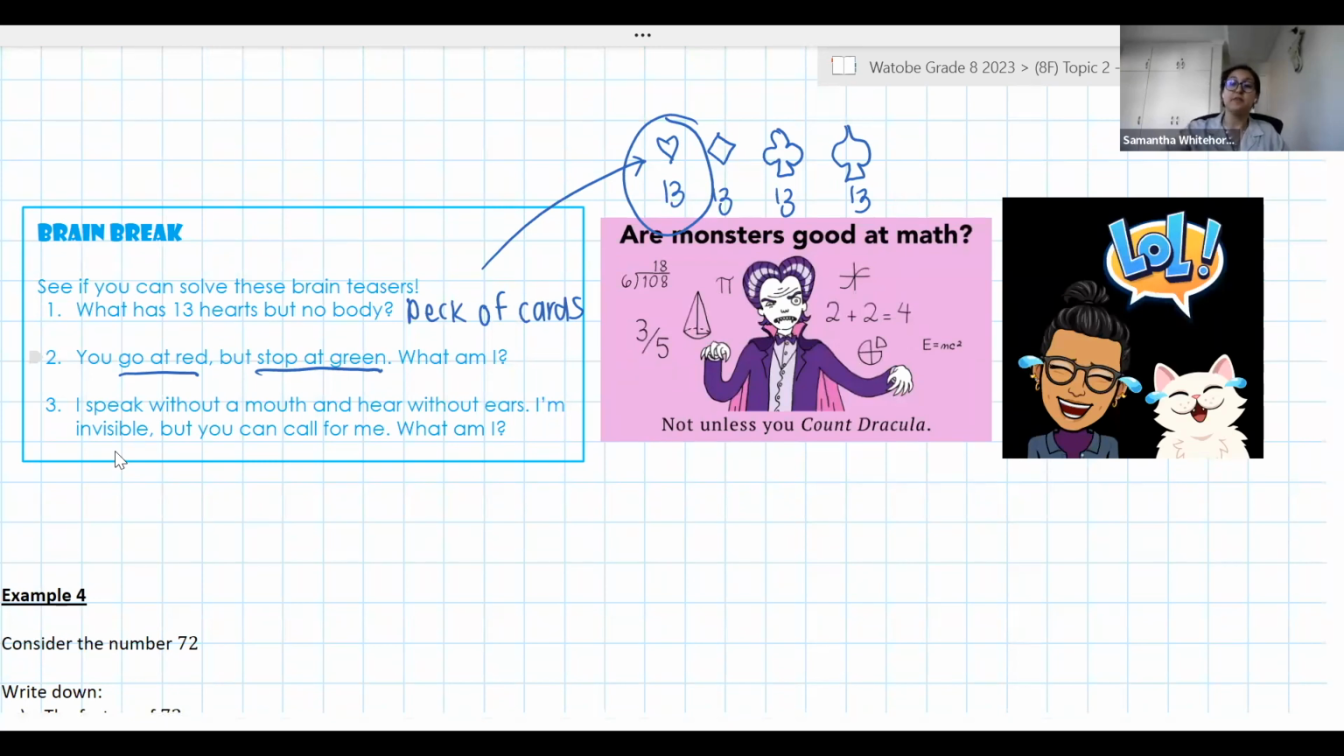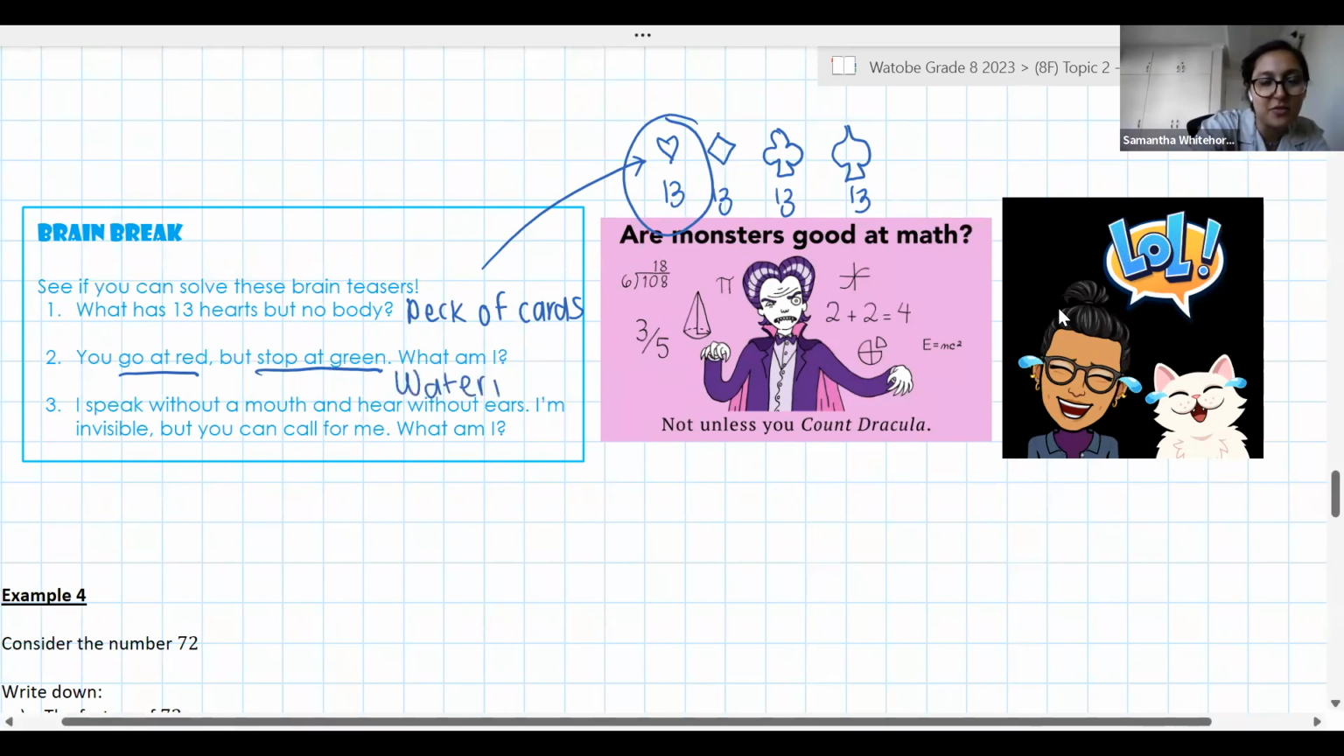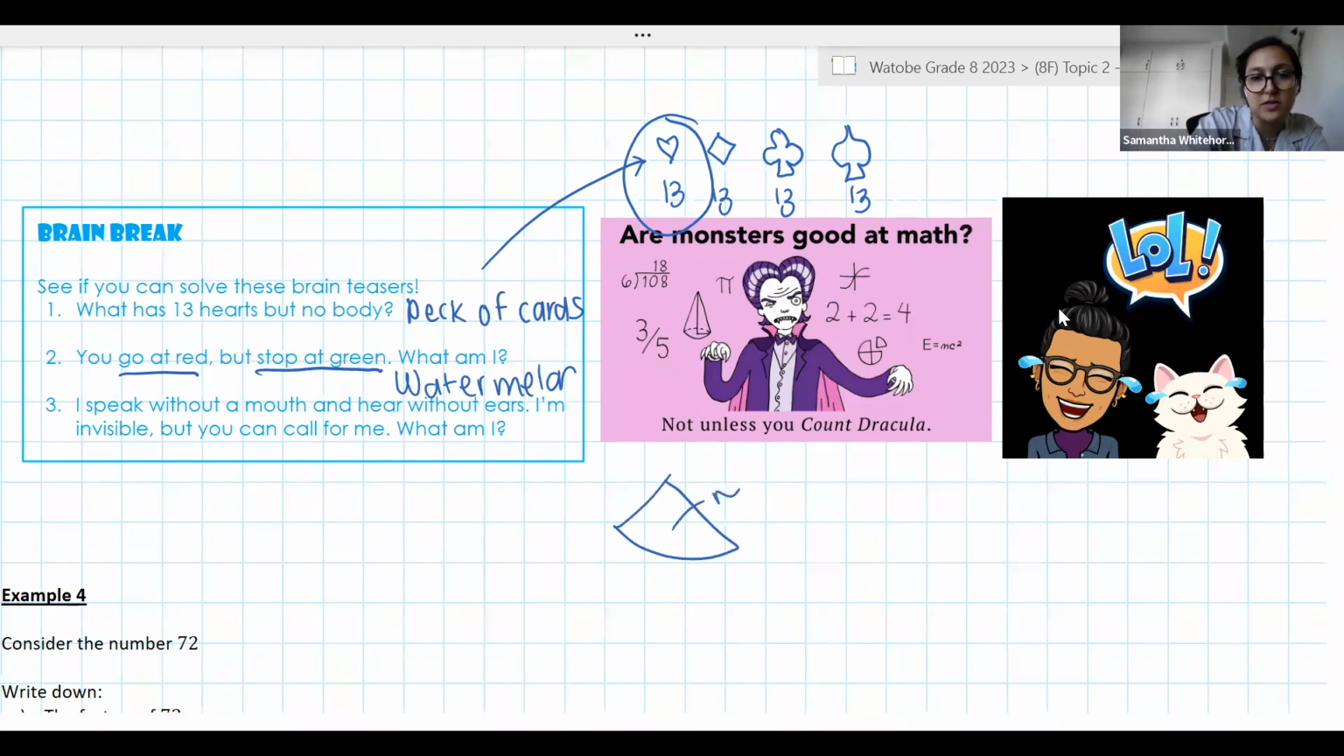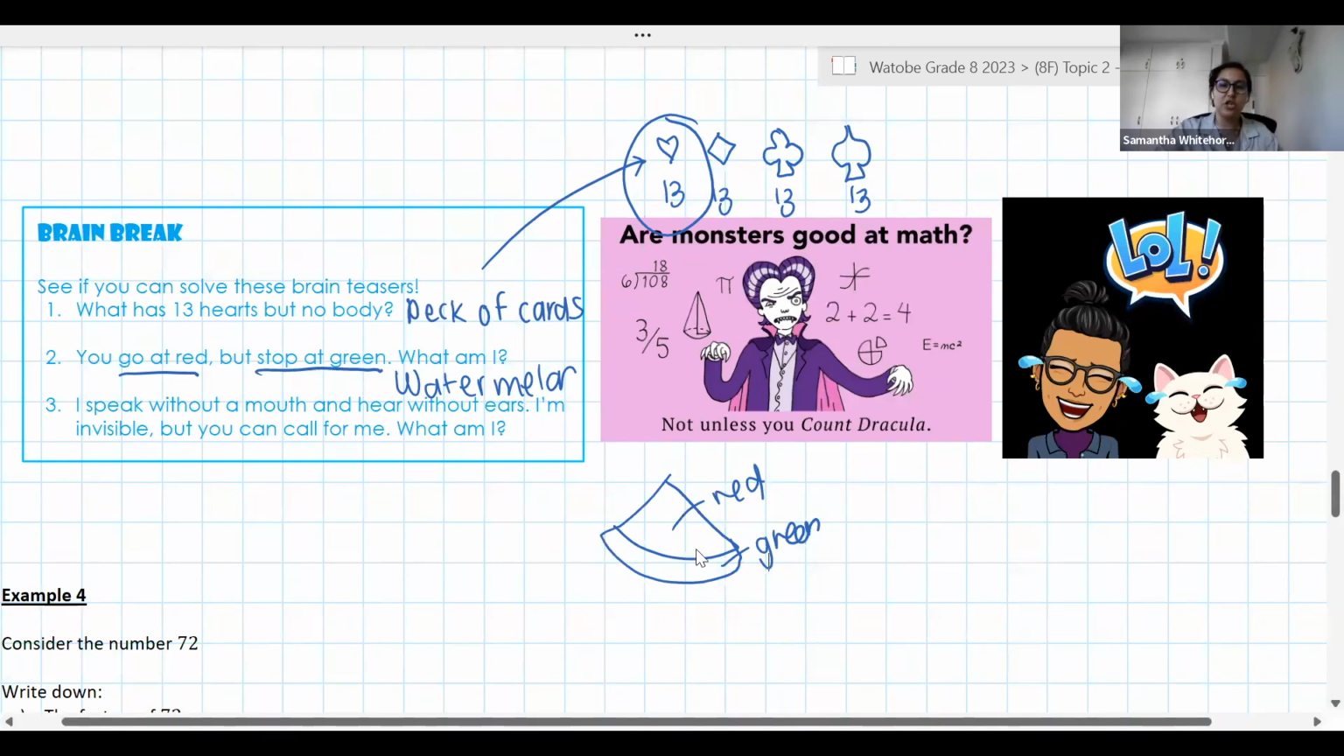So at a robot, like Lisa says, we stop at red. So what do we have where you go at red, but stop at green? Watermelon, well done. If you think of a watermelon, the watermelon is red where you eat it, and then it's green at the skin. So we stop at green, but we go at red. Very nice. That says watermelon.